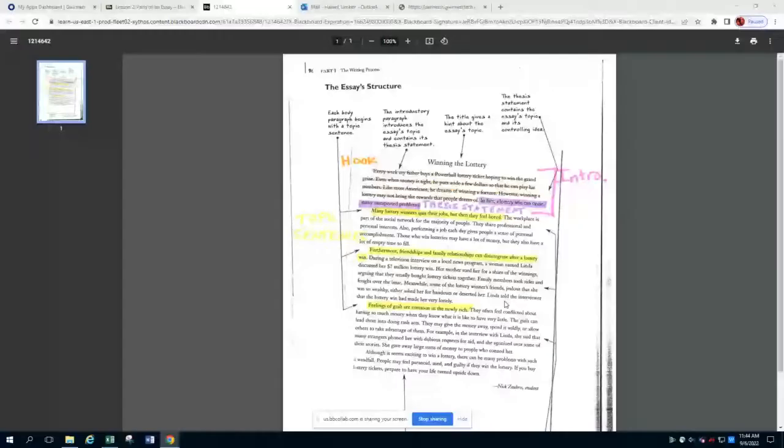So if you take a look at this winning the lottery essay, what is this essay going to be about? If you take a look at the thesis statement, in fact, a lottery win can cause many unexpected problems. What is this essay going to be about? What is the body going to be about? My opinion? My opinion on what? A lottery win can cause many unexpected problems. What is this essay going to be about?